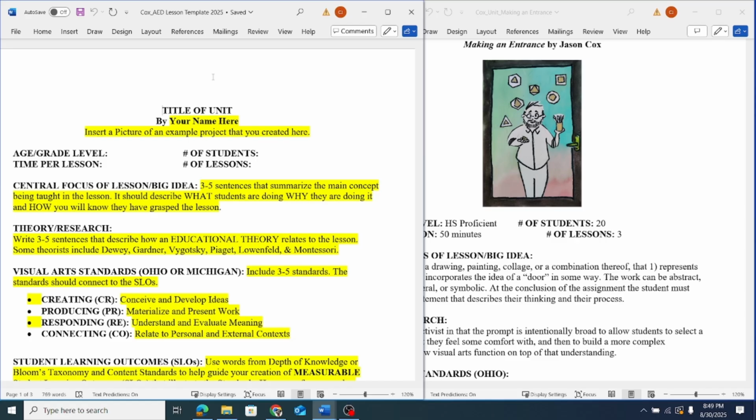Central focus of the lesson or the big idea. This is the main concept. This is why you're doing it. This is why it matters. This is the summary you would find on the book jacket, or if you were looking at it as a movie online, how they would get you to want to go see that movie. And it says 3 to 5 sentences that summarize the main concept being taught in the lesson. It should describe what students are doing, why they're doing it, and how you will know they've grasped the lesson.